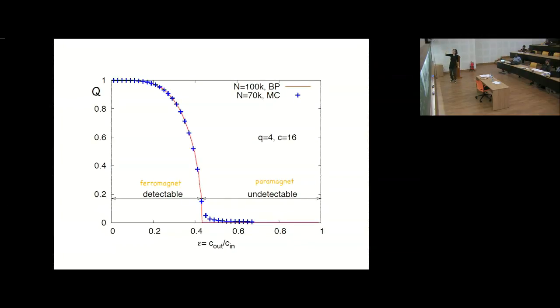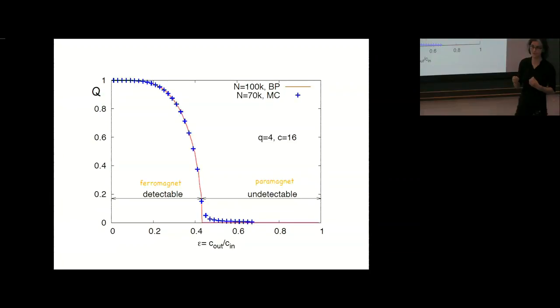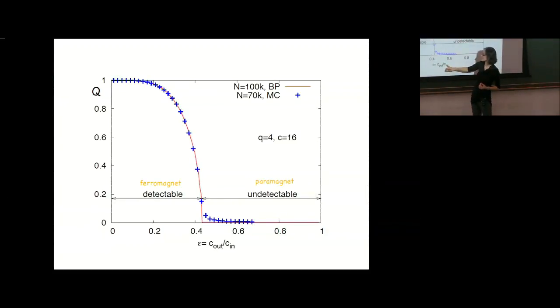So what is this? This is the stochastic block model with the probability to connect depending just on whether you are in the same group or not. So that's this C out divided by C in, right? If it is 1, it means that C out is equal to C in. It means that the probability that I connect to people doesn't depend on whether I am in the same group or not. So this is just the Erdős–Rényi random graph, okay? If epsilon is equal to 1.